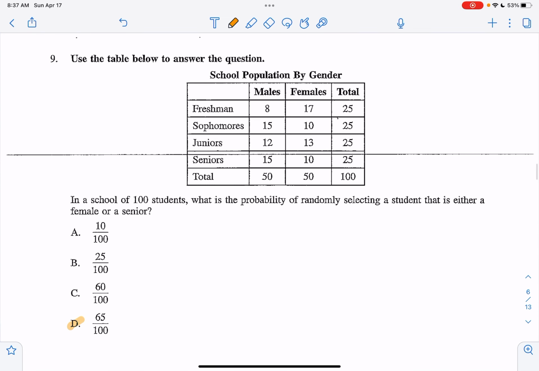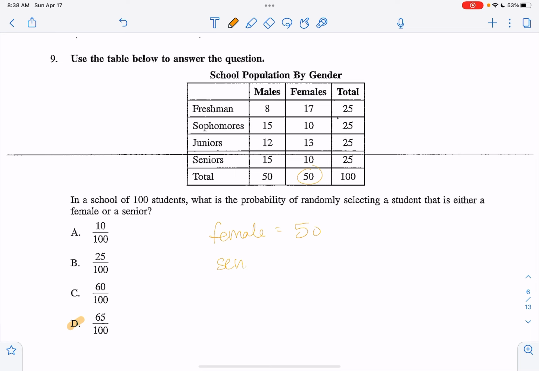Next, for number 9, you have this chart, so you have to use this table below to answer the question. In a school of 100 students, what's the probability of randomly selecting a student that is either a female or a senior? So here you want females, and for females, the total is 50.